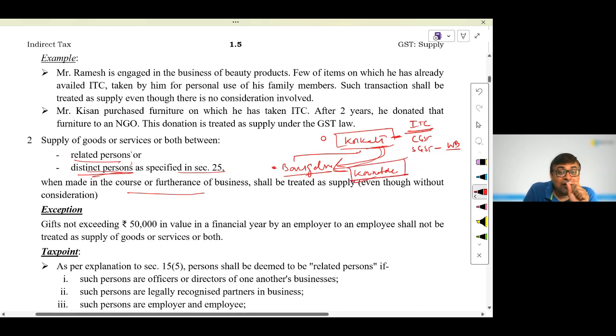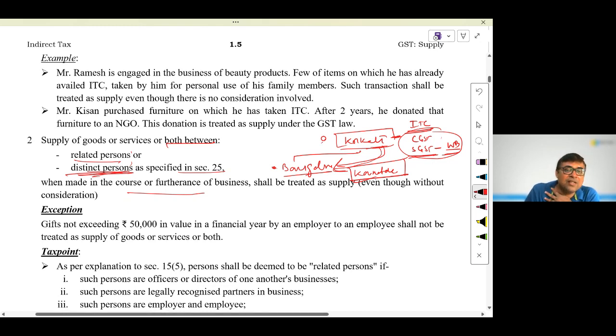Karnataka state, ideally, GST is a consumption-based, destination-based tax. This tax is required to be moved from Bengal to Karnataka. If we did not treat this transaction as a supply, in that situation, how could you move? How could this tax be shifted from West Bengal to Karnataka? So to settle this, they said that the supply of goods or services, both between distinct persons, are treated as supply.